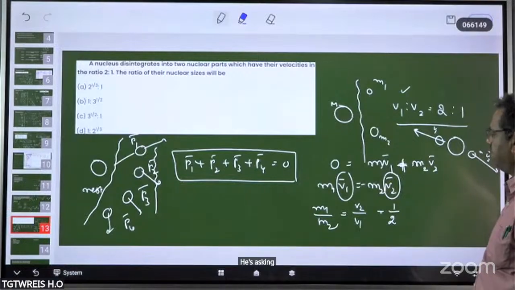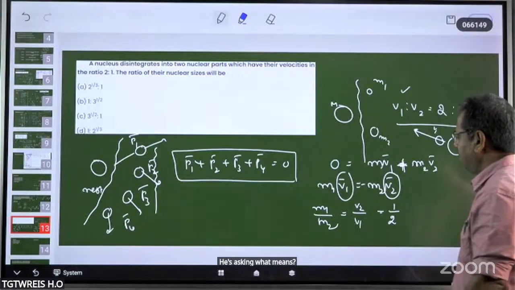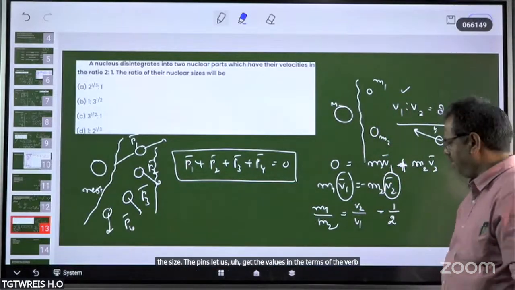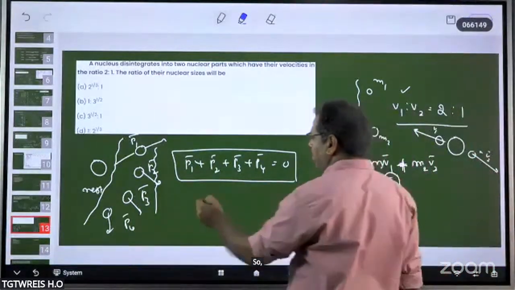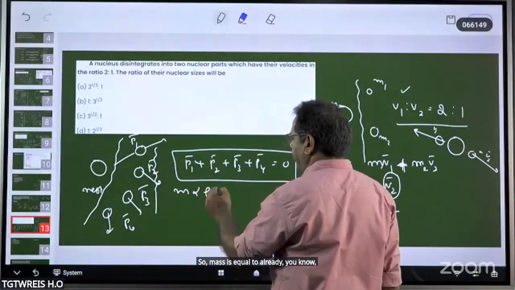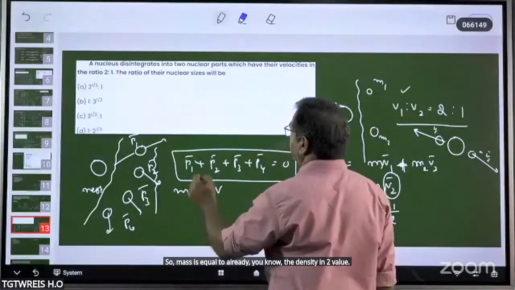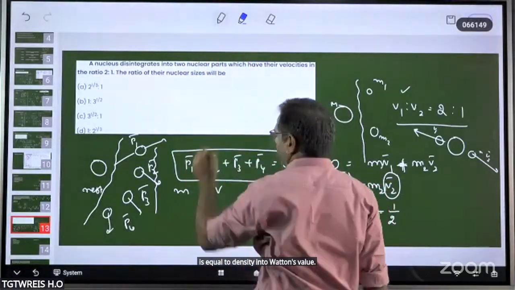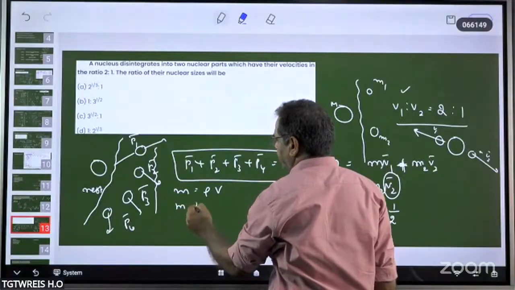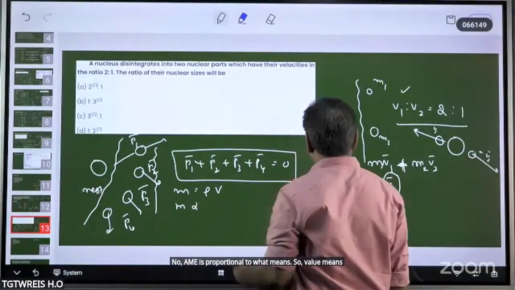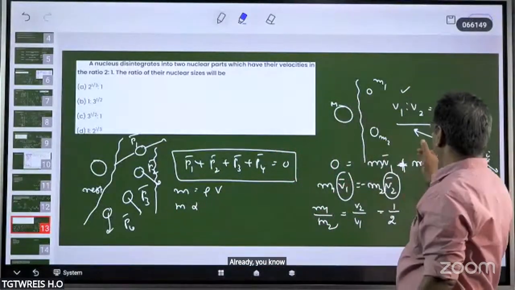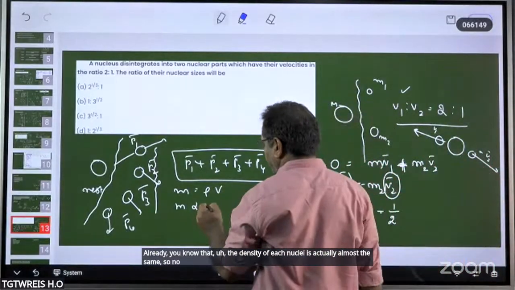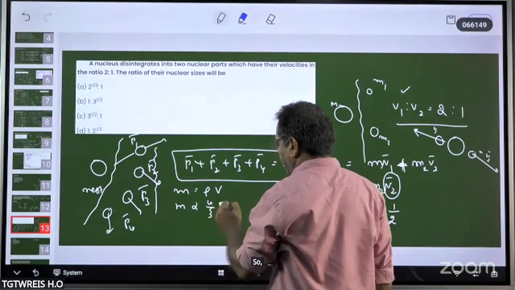He's asking about the size. That means let us get the values in terms of the radius. So mass is equal to, already you know that, density into volume. Mass is equal to density into volume. Now m is proportional to volume. Already you know that the density of each nucleus is almost the same, so no need of bothering about that. So volume is 4 by 3 pi r cube.